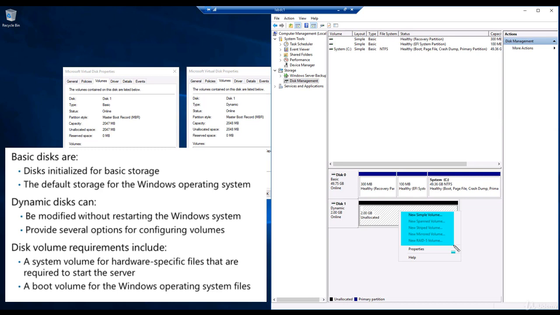The system volume contains the hardware-specific files that the Windows operating system needs to load, such as boot manager or bootsector.bak. The system volume can be the same as the boot volume, although this is not required. The boot volume contains the Windows operating system files that are in the system root and system root\system32 folders. The boot volume can be the same as the system volume, although this is not required.